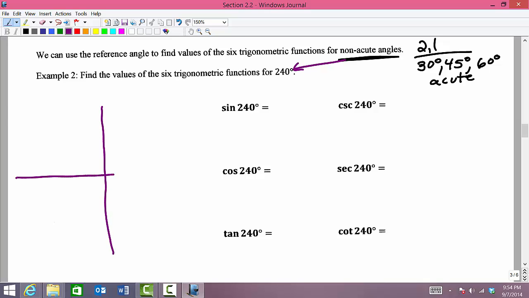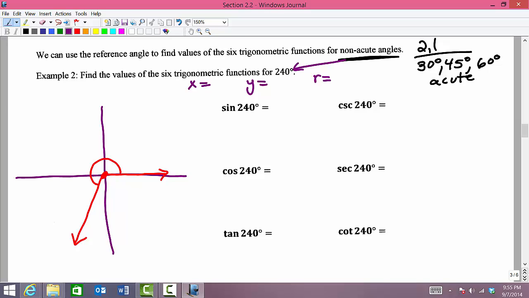First, let's start by graphing our angle 240 degrees. We're going to graph this in standard position. And we know that when we go to find our trig function values, we have x, we have y, we have r. We need to know the values for each of those. However, I don't know exactly what point to pick on the terminal side. So we can actually use reference angles and our special triangles to tell us which point to pick on the terminal side.